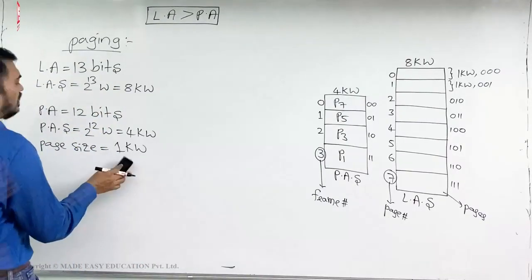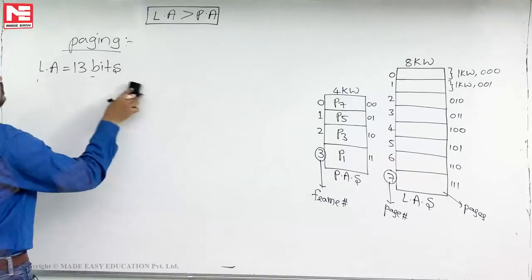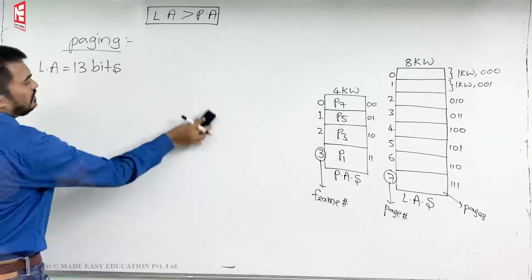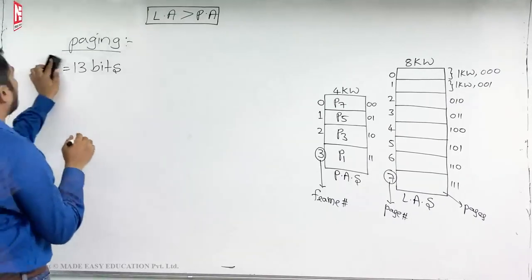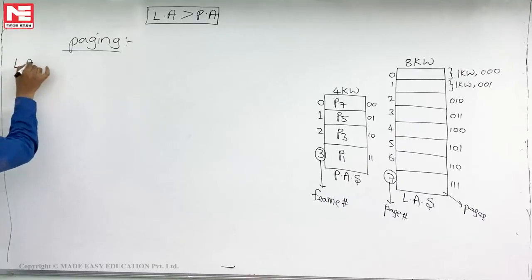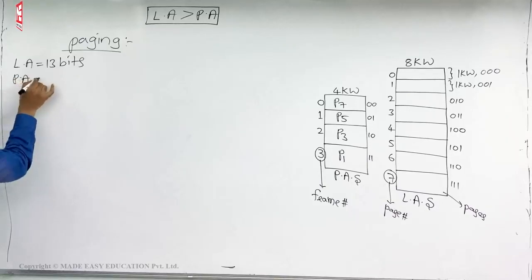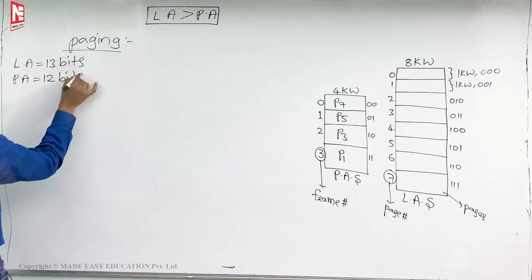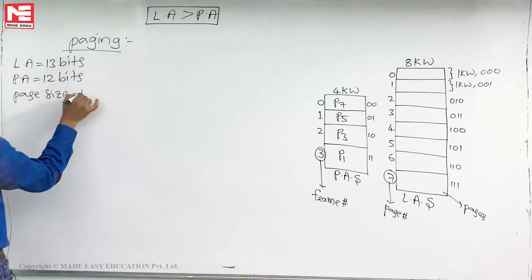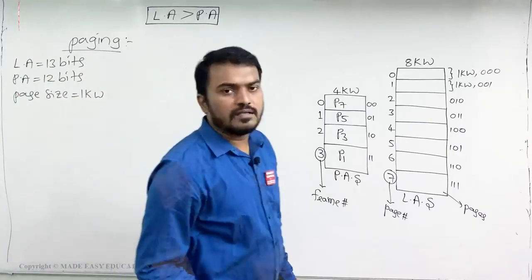Next, now tell me what is the page size as assumed here. What is the page size we are having? Page size is 1 kiloword, I assumed. Actually the board is small, so that is the reason. So logical address we assumed 13 bits and physical address is 12 bits. Tell me, how much did we assume the page size? 1 kiloword. Now we assumed page size as 1 kiloword.